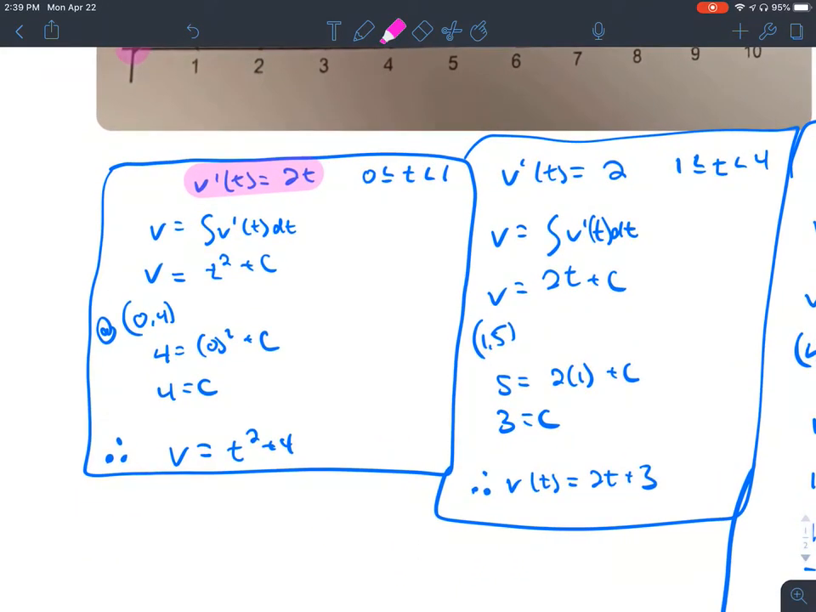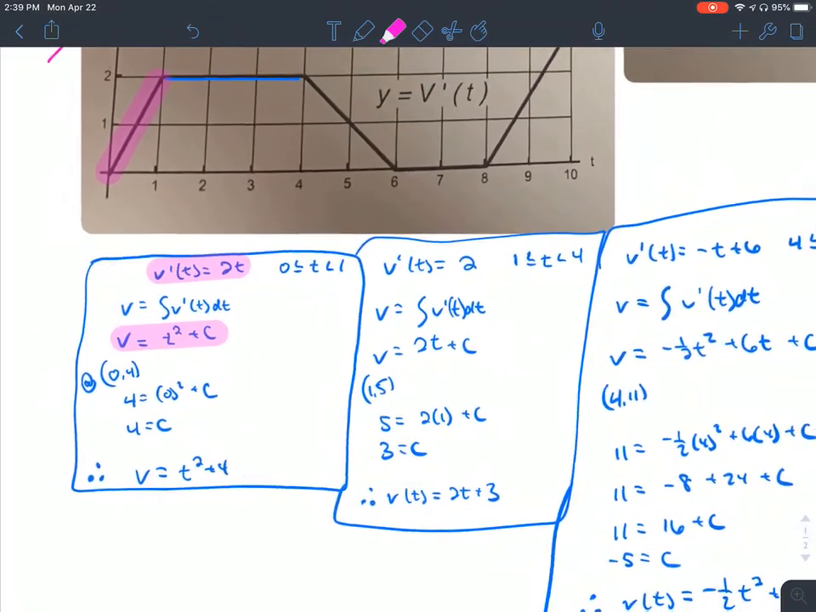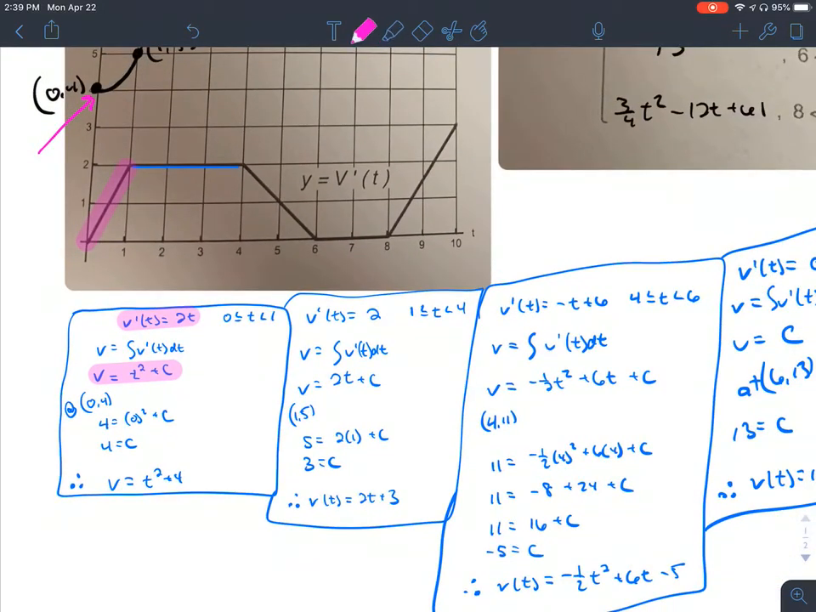If you integrate that, then you're going to get what V is. When you integrate this, we don't know what the constant is. That's why when we integrate V prime, we're going to get t squared plus c. We don't know what c is. But as long as we know one ordered pair on this curve, we can figure out what c is. And we know an ordered pair because we were given the initial value here of 0, 4.